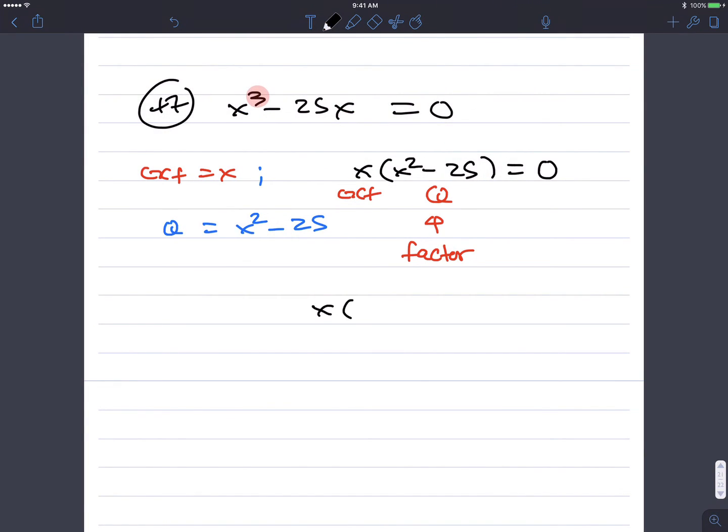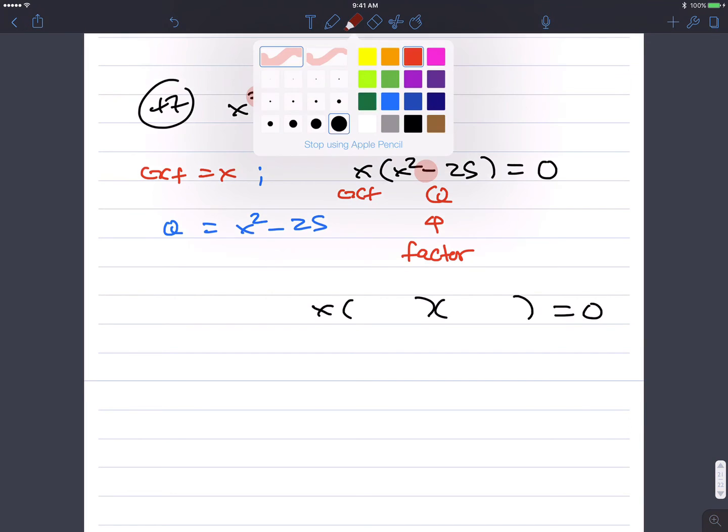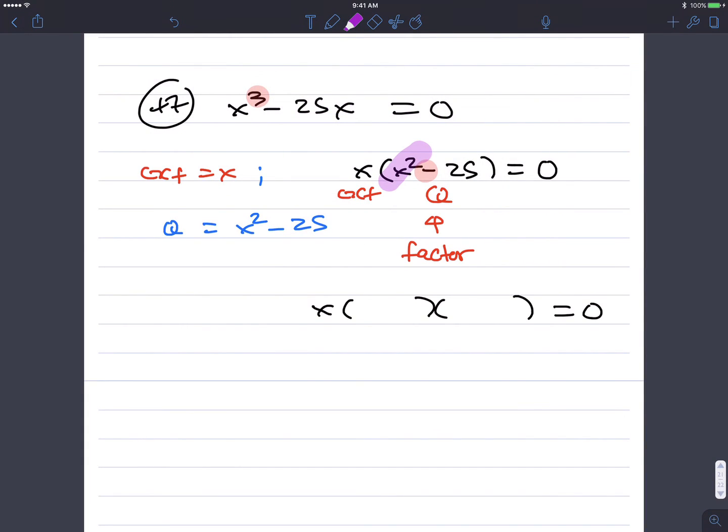What is that? Do you guys know what that is? It's a difference of perfect squares. So let's factor that. x plus 5, x minus 5. What do you use now? The zero product rule.